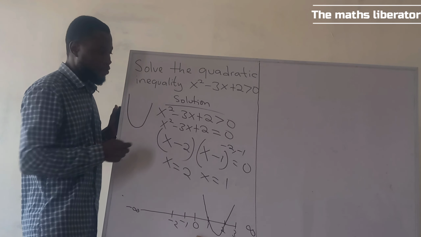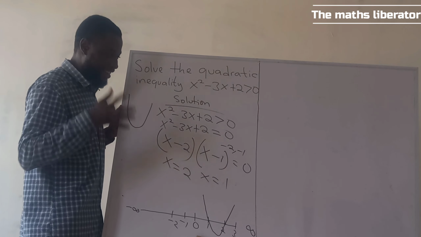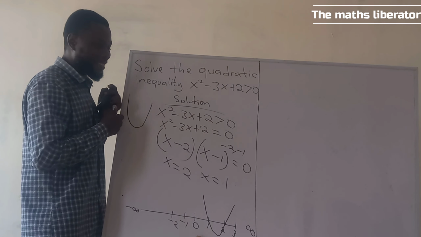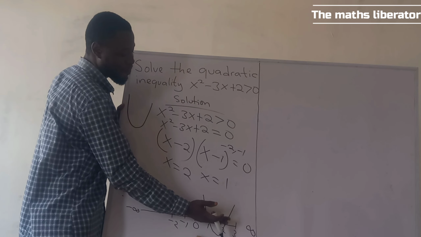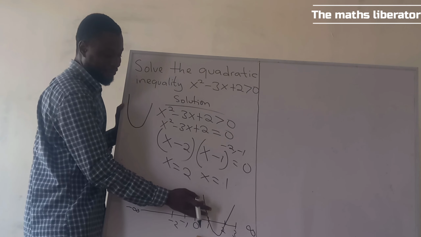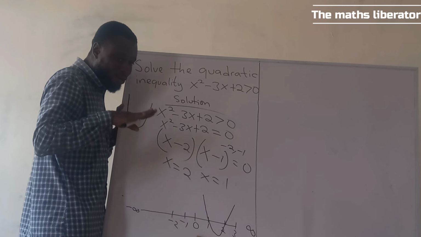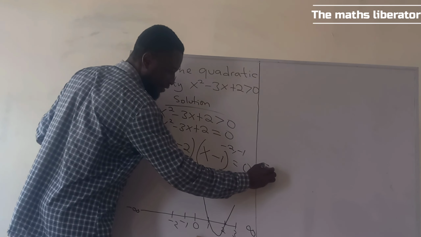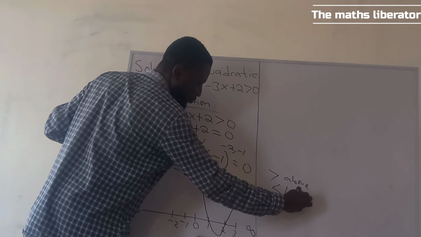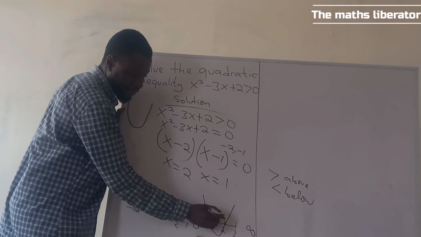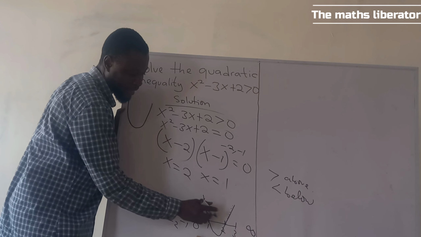After doing this, you move ahead to your 4th step. You are going to look at the inequality sign. Is it greater than? Is it less than? When it is greater than, you look above the graph. When it is less than, you look below. So since it is greater than, above; less than, below. So you look above the x-axis line, on this side.